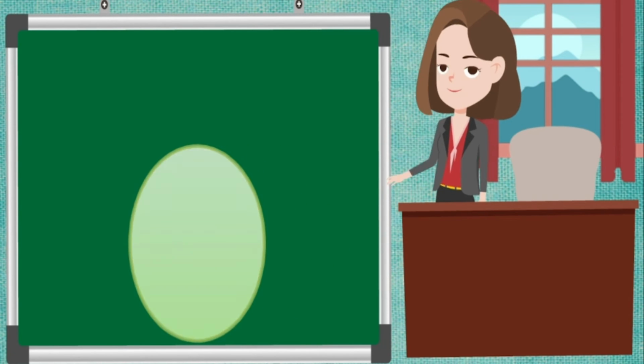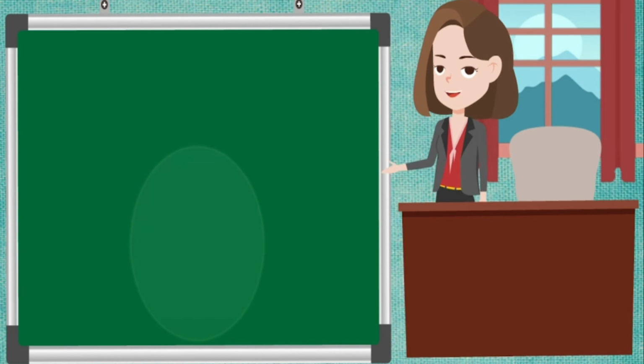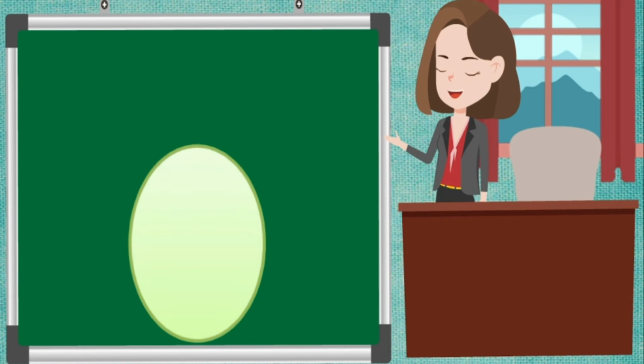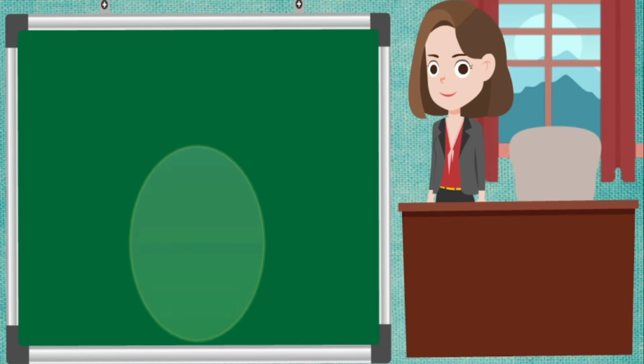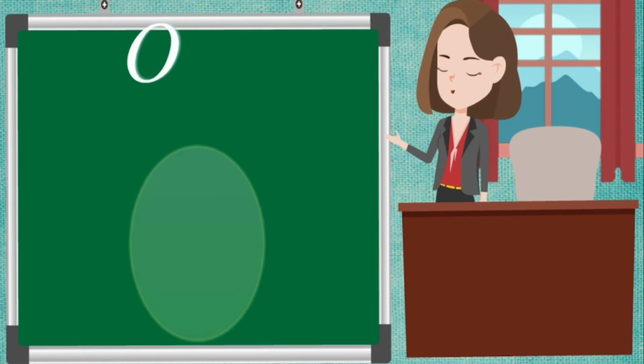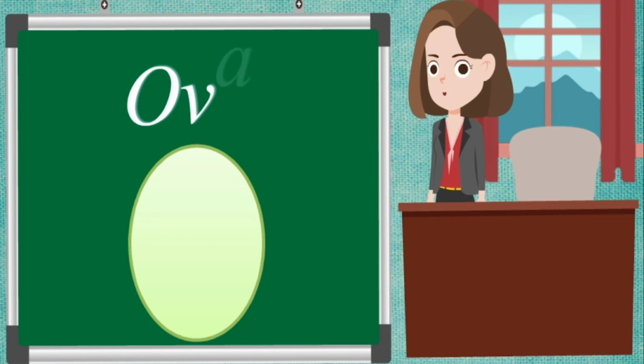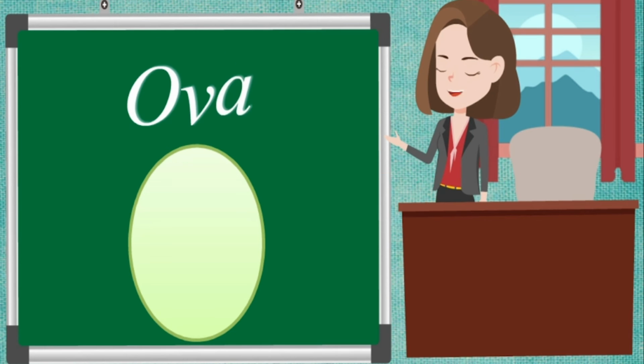Next is oval. It looks like a zero or an egg. O V A L, oval.